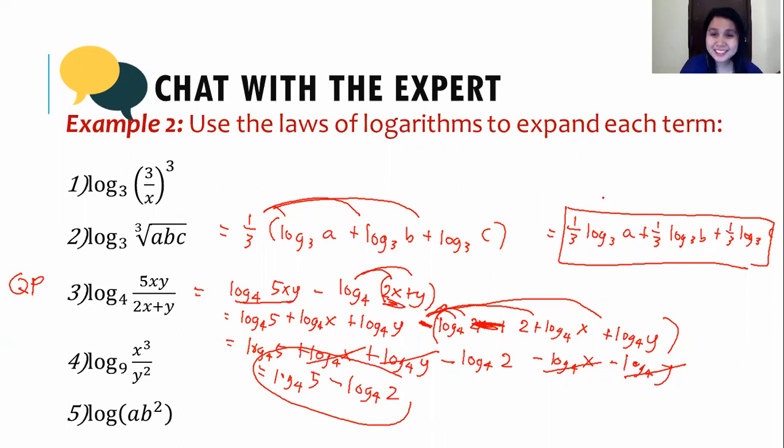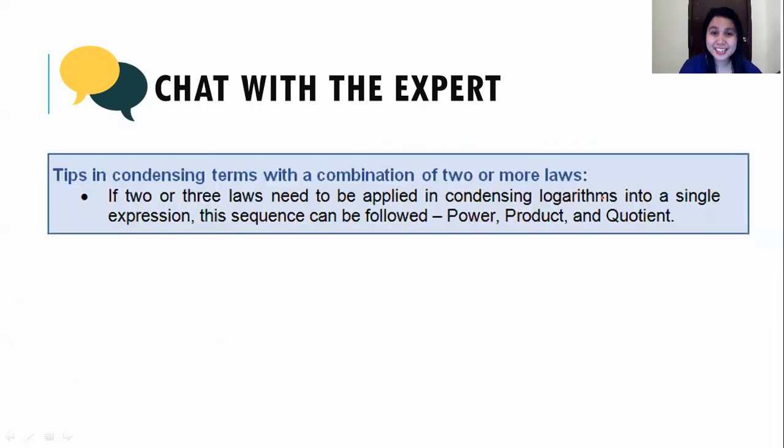No questions? Let's go to the condensing. Now, in expansion, there's one single logarithmic expression, you expand it. In condensing, there are many terms and we'll merge them into one. So I told you a while ago, that is the opposite. Now here's a tip in condensing with more terms with two or more laws.